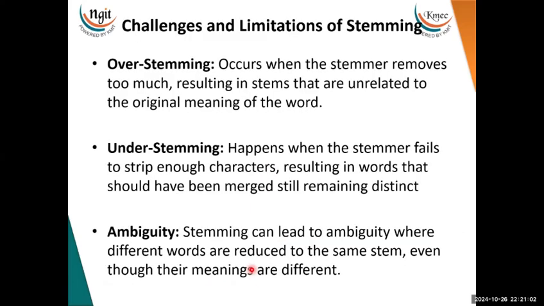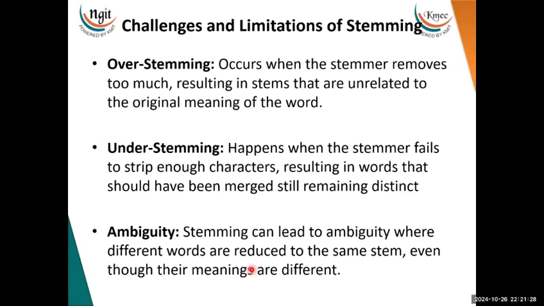Now let us try to talk about the challenges that we face in stemming. Okay, so the challenges here are overstemming, understemming, and ambiguity. Right. So basically, overstemming occurs when the stemmer removes too much, resulting in stems that are unrelated to the original meaning of the word.